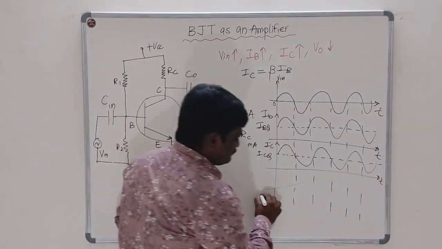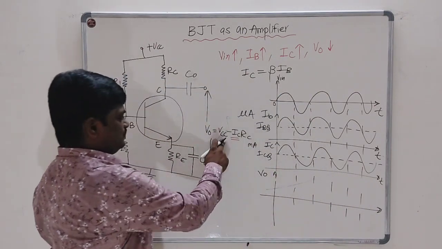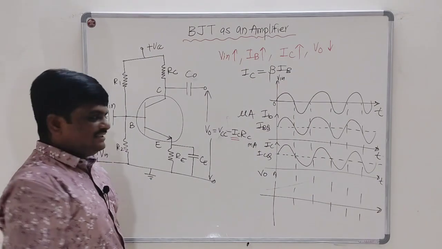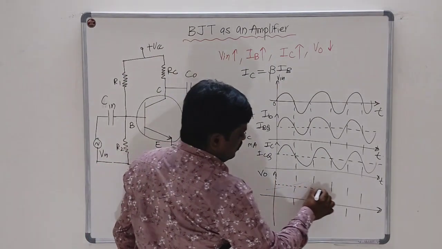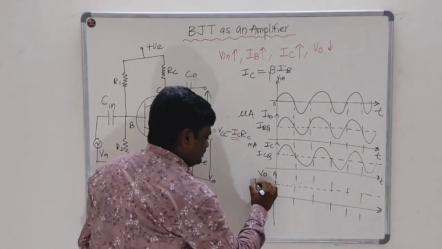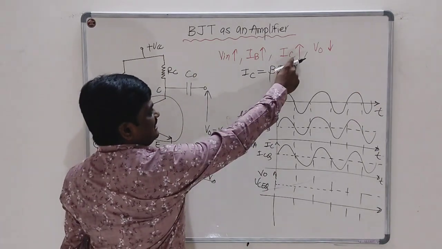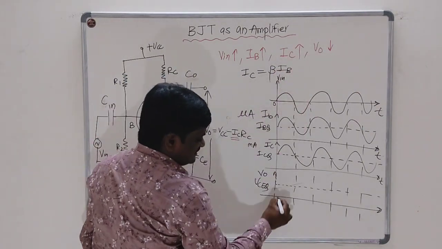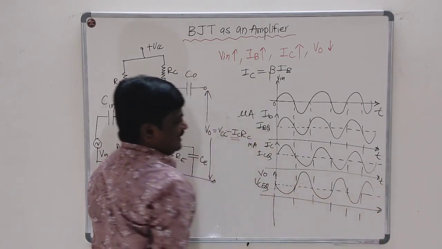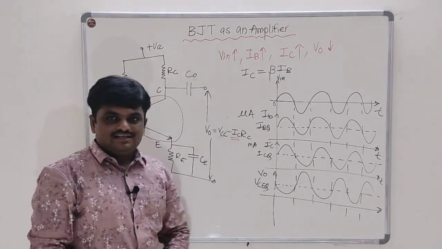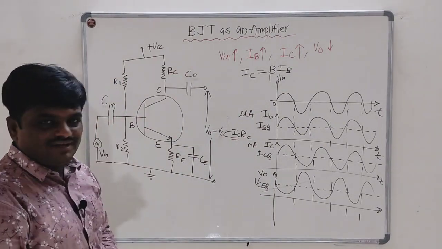Now consider the last waveform, the output voltage waveform. The output voltage is equal to VCC minus ICRC. So this output voltage will fluctuate above and below its Q point value, and its Q point value is VCEQ. When there is an increase in the collector current, the output voltage decreases. So that is why there is a 180-degree phase shift between input and output. So these are the waveforms of the BJT as an amplifier.